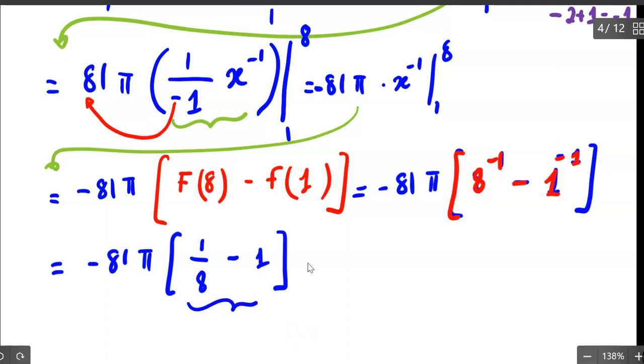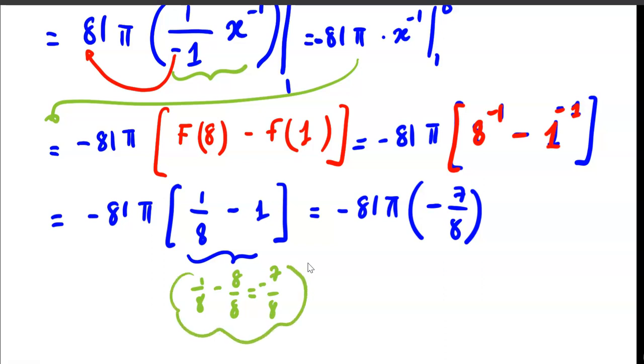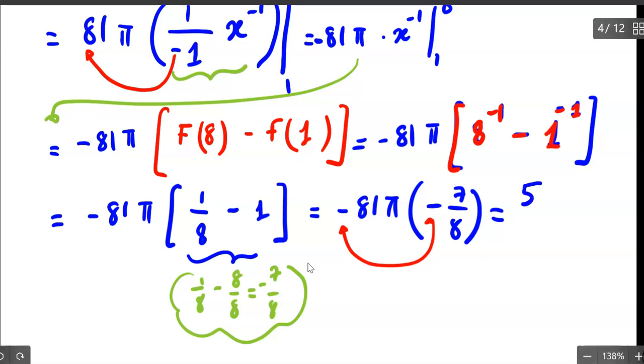So take this, subtract this. What do I get? So inside the bracket, I should have minus 7 over 8. Okay, so 1 over 8 minus 8 over 8 equal to minus 7 over 8. Now you see this negative multiply with that negative will give me a positive result. Then what do I get? I get 567 over 8 times pi, and the unit should be unit cubed.